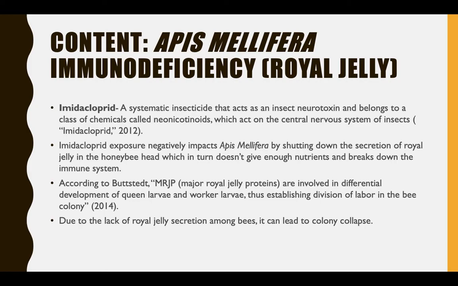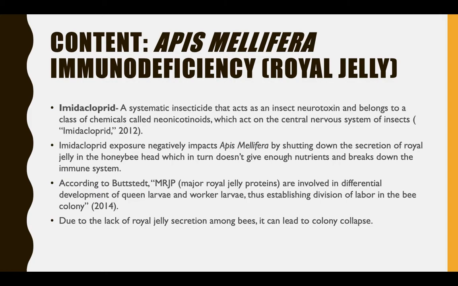Imidacloprid is a systemic insecticide that acts as an insect neurotoxin and belongs to a class of chemicals called neonicotinoids, which act on the central nervous system of insects. Imidacloprid exposure negatively impacts Apis mellifera by shutting down the secretion of royal jelly in the honeybee head, which in turn doesn't give enough nutrients and breaks down the immune system.